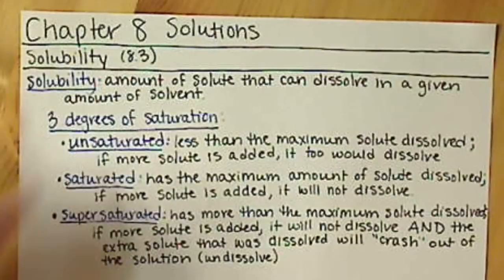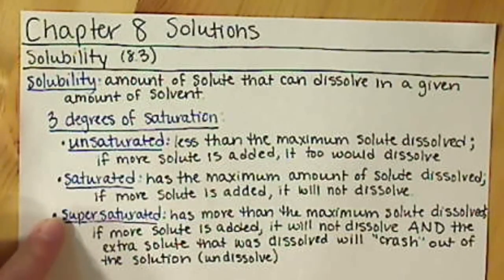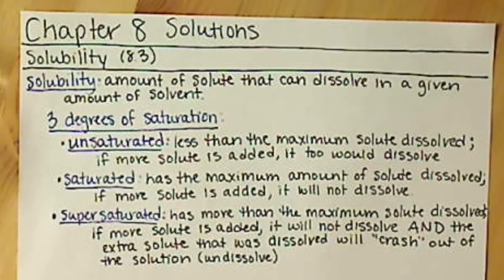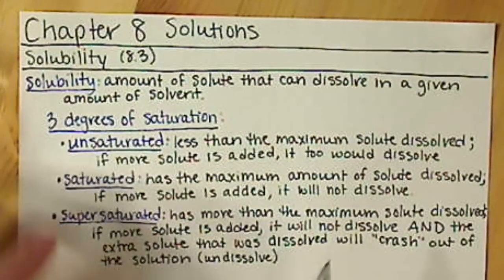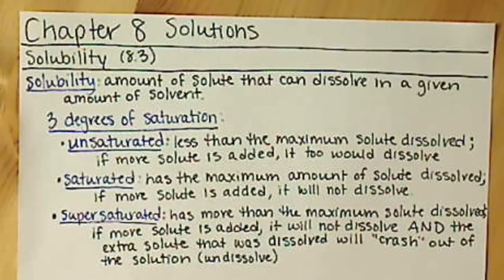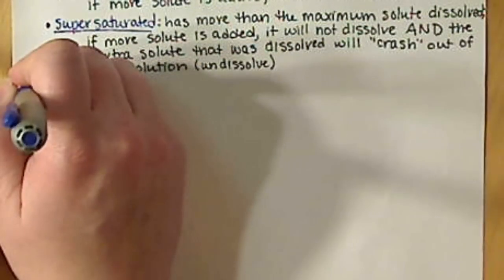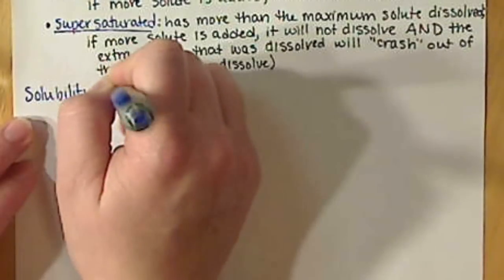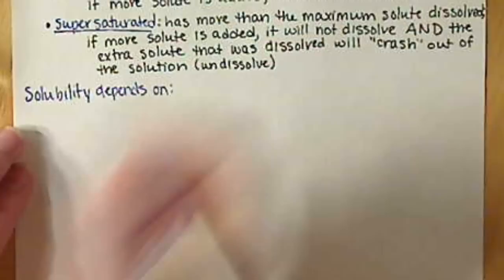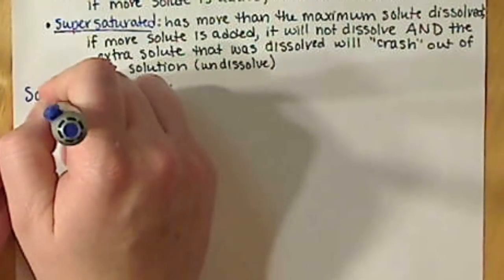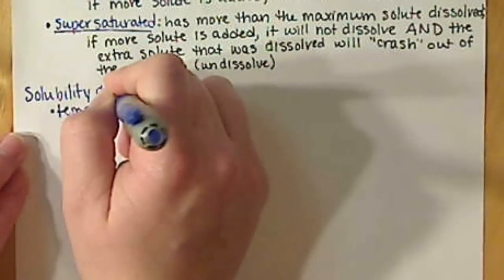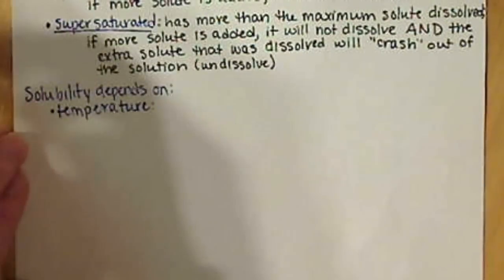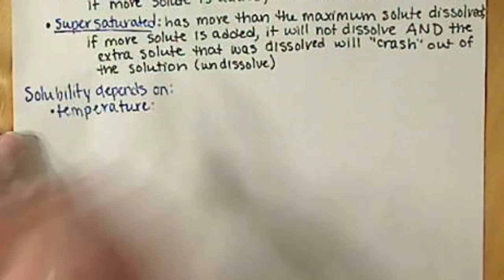All right. So we have our three different degrees of saturation dealing with solubility. In addition to these degrees of saturation, we can change the solubility of compounds because solubility depends on a number of different factors. So solubility is going to depend on temperature. I kind of use that as an example to discuss supersaturation.